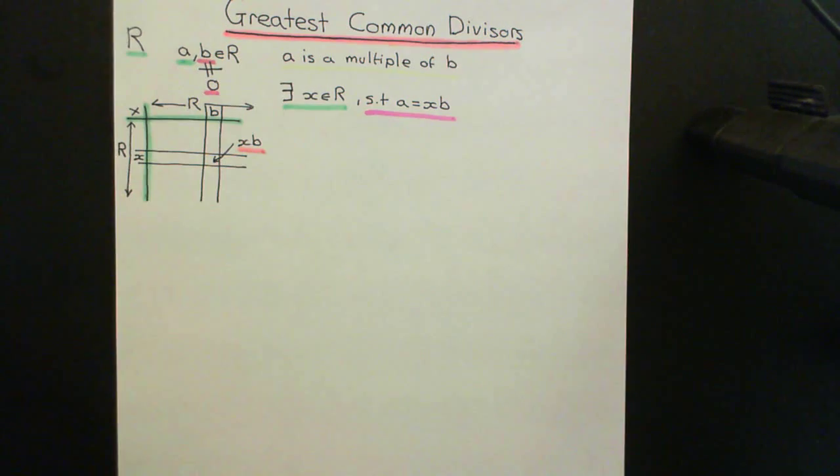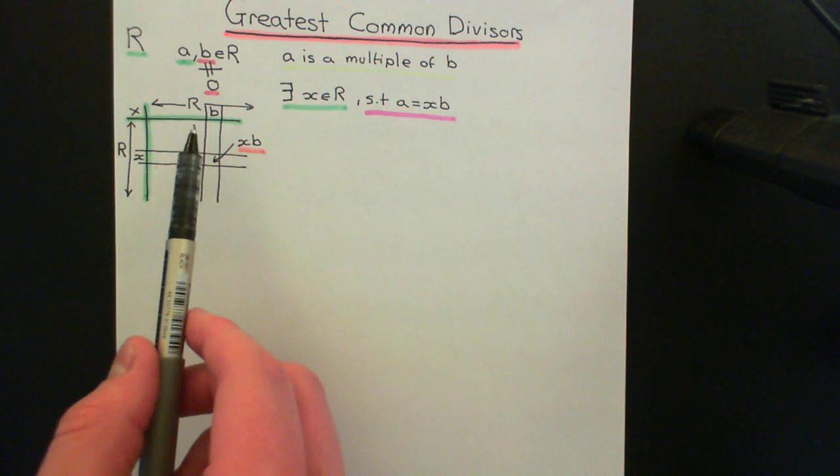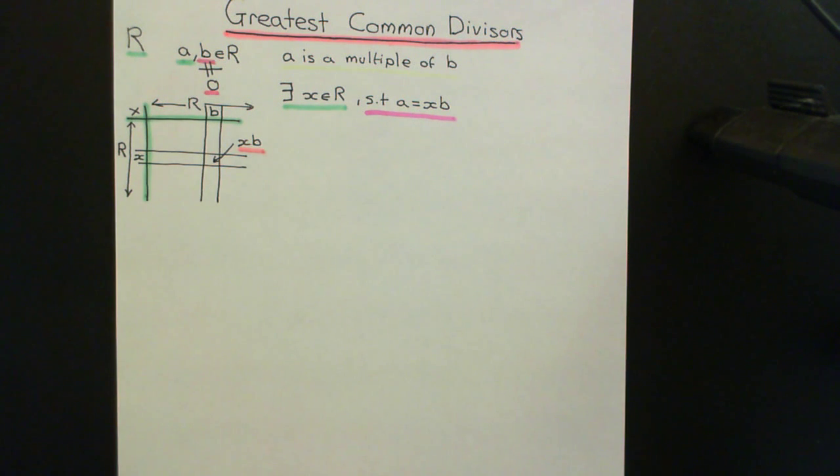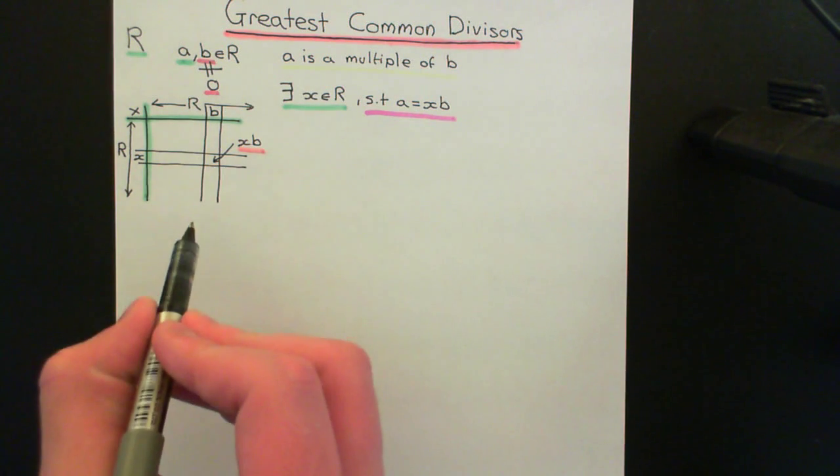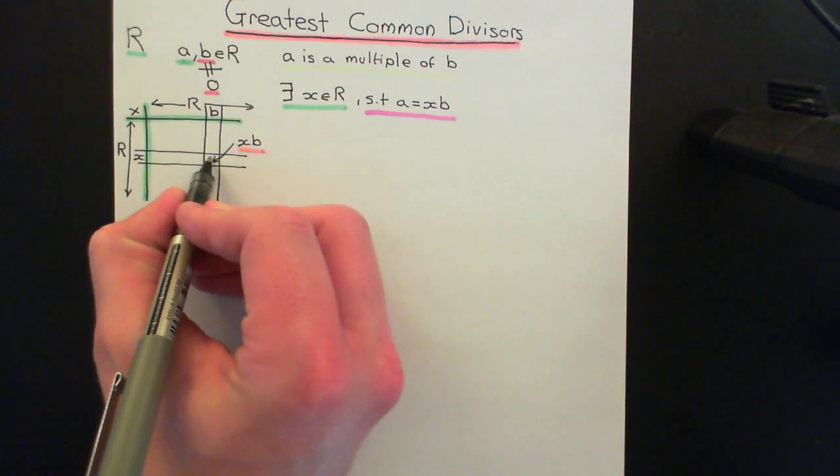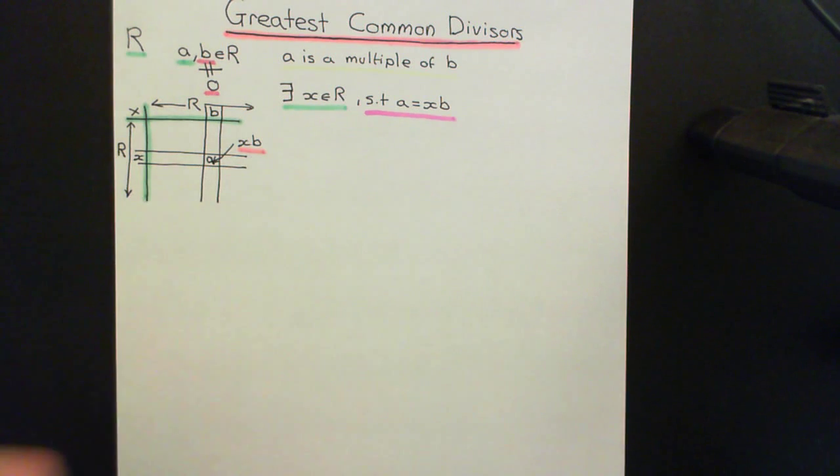Okay, and I'm saying that for some element of the ring it has to be the case that that element of the ring multiplied by B will give you A. So somewhere in the column corresponding to B, there has to lie the element A. So A must appear somewhere in the column of B, and that's what it means for A to be a multiple of B in terms of the multiplication table here.